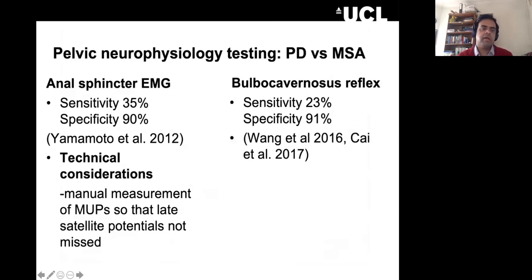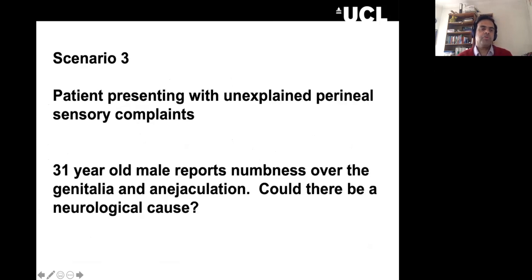The sensitivity of anal sphincter EMG or bulbocavernosus reflex in differentiating between PD and MSA is low. However, the specificity is quite high. And so you will actually now find in the coming year or two a much greater importance given to anal sphincter EMG in the diagnosis of Parkinsonian plus conditions, just because it is the only test that'll tell you about degeneration occurring in the spinal cord, which none of the other tests that we do for Parkinsonian syndromes would tell you about.